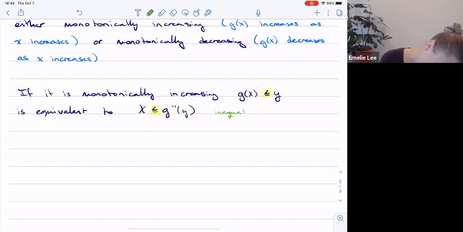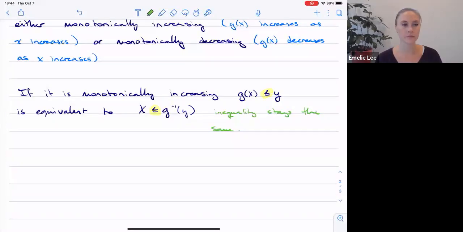Inequality stays the same. Okay. Whereas in the next one, the inequality is going to be different.